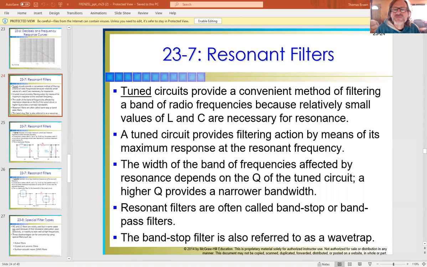And today's a short day. We're really going to go over the rest of this chapter and just finish talking about filters. Chapter 23 is all about filters. So it's basically the next step in our RLCs.